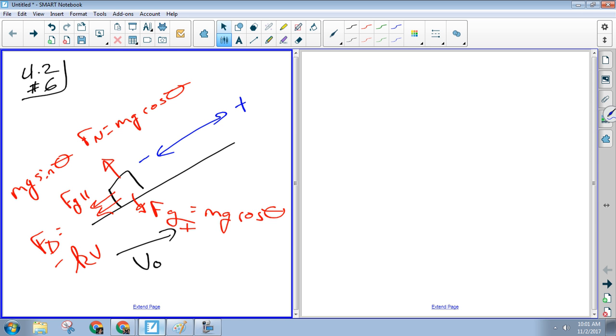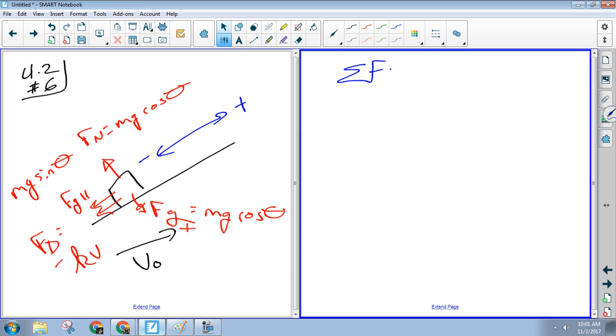Good? All right, so that's step one: make a drawing. Am I missing anything? No. If there was friction, that would just be one more force that I'd have to deal with. Good?